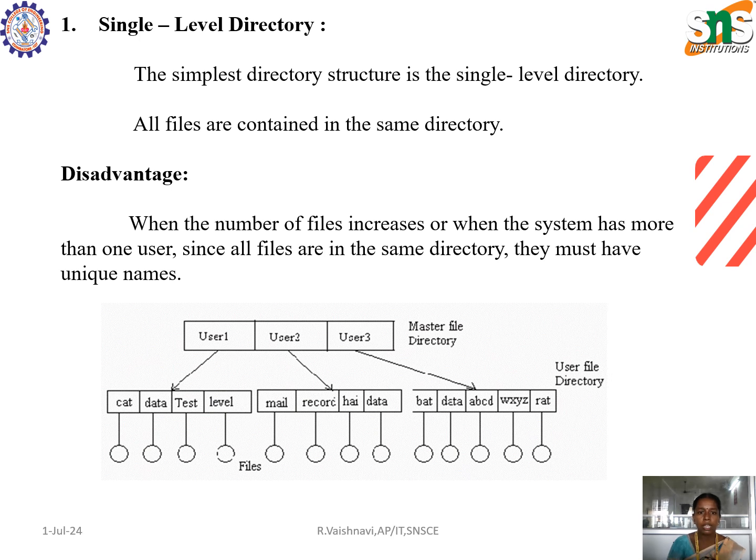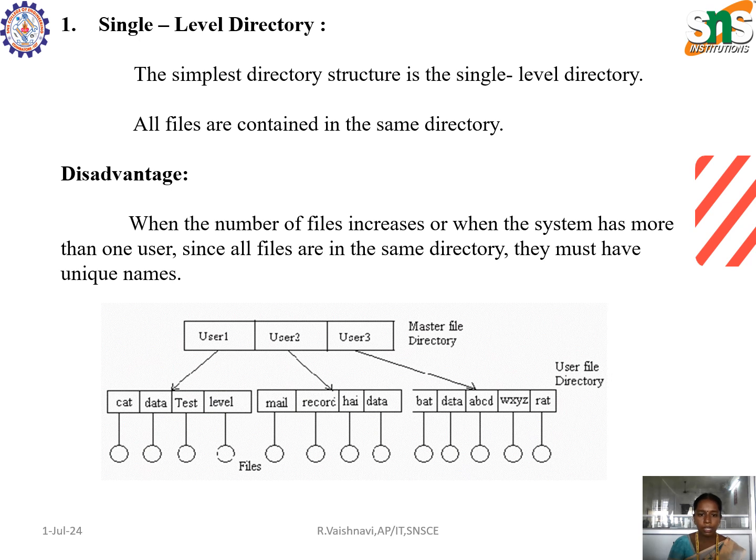Single level directory. The simplest directory structure is the single level directory. All the files are contained in the same directory. Disadvantages of the single level directory are when the number of files increases or when the system has more than one user. Since all the files are in the same directory, they must have unique names.